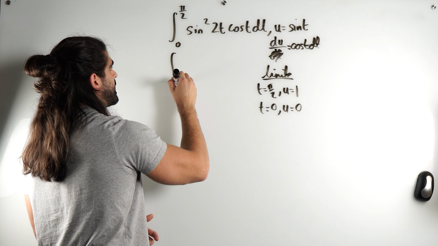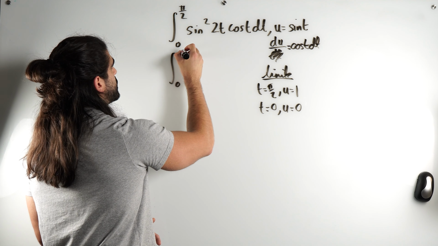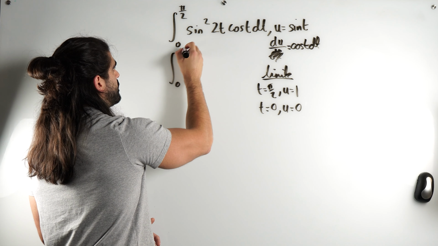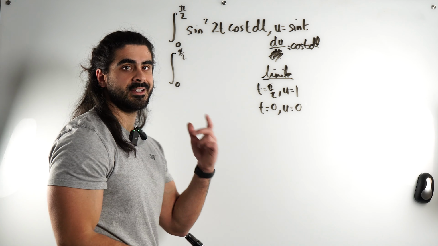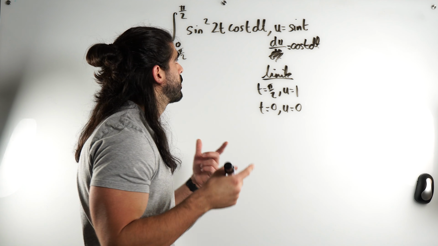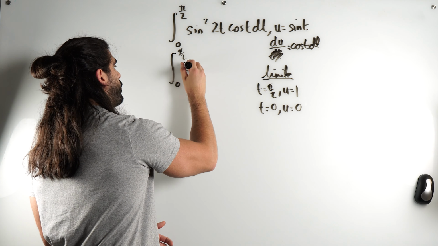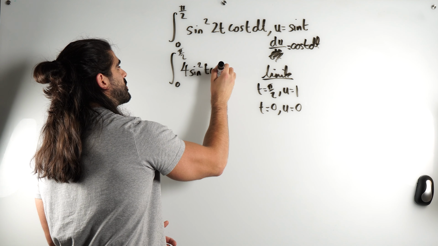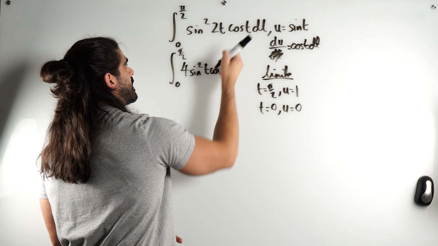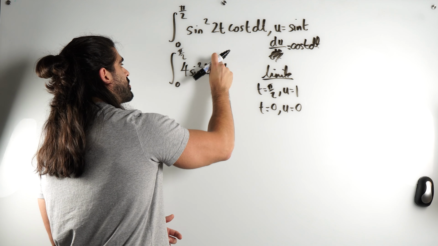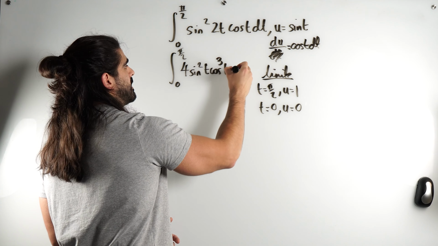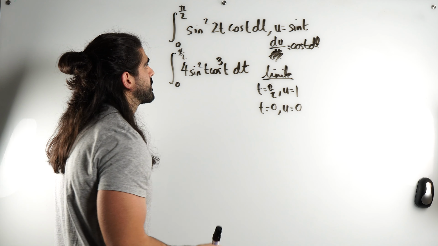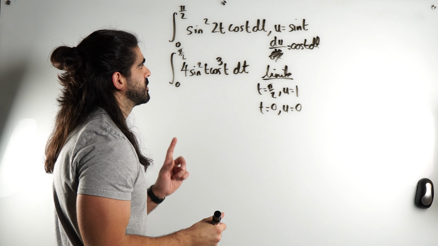Let's do that before we make any substitutions. So we have 0 to pi over 2. Now sine 2t is 2 sine t cos t. When we square that, we get 4 sine squared t cos squared t. Then we times by that cos t, which actually makes this cos cubed t dt. Now we can make our substitutions.